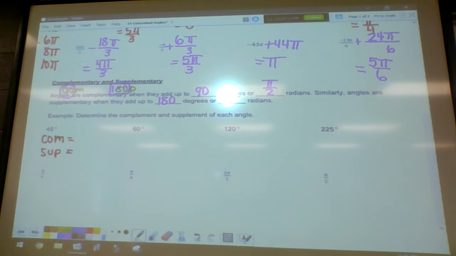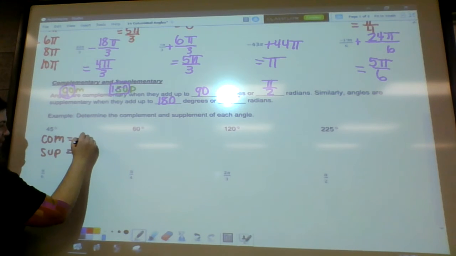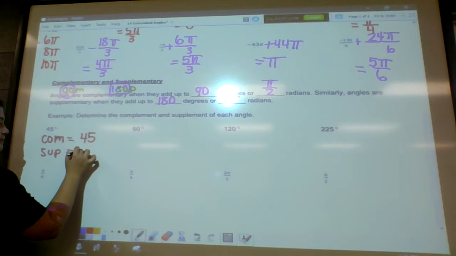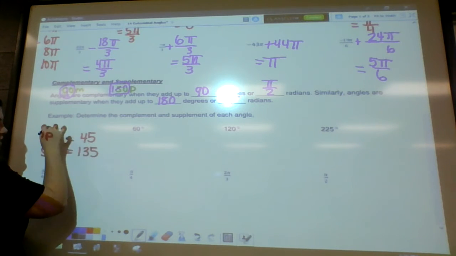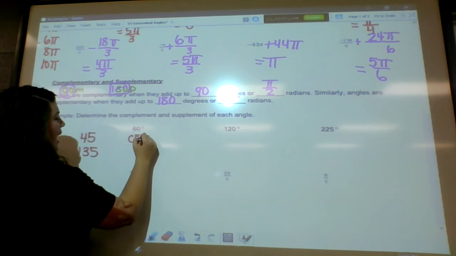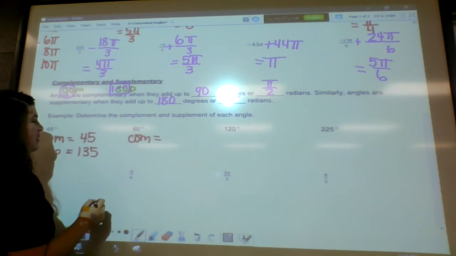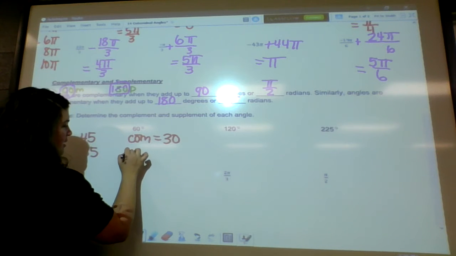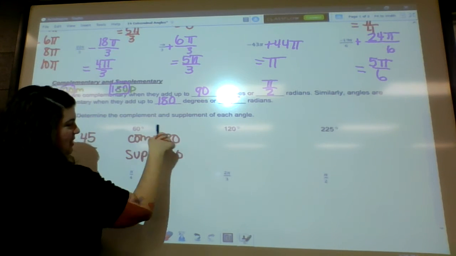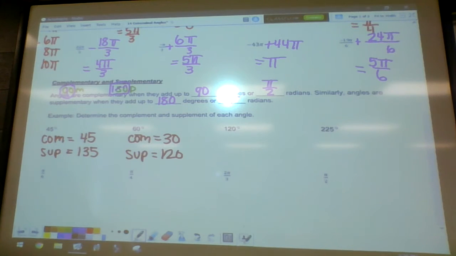So if you have a 45-degree angle, what is a complementary angle to it? 45, because 45 plus 45 is 90. If you have a supplementary angle to 45, that's going to be 135, because 45 plus 135 is 180. All right, complementary to 60. 30. Supplementary to 60. 120. Adds up to 90, adds up to 180.